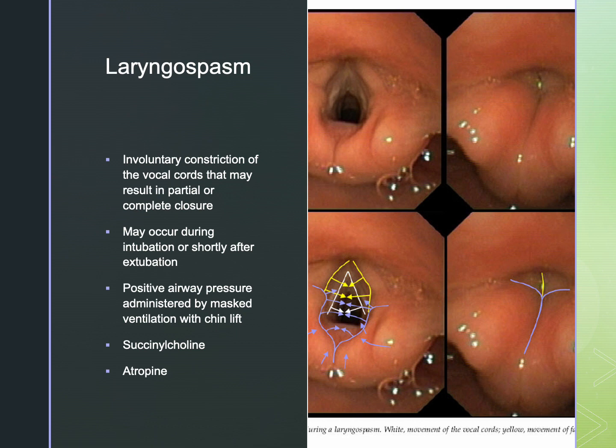If a laryngospasm is going to occur, it's most frequent during intubation and extubation. Patients are most at risk for laryngospasm if they are lightly anesthetized at the time of extubation, removing the ET tube. While it can occur in adults, laryngospasm is seen more frequently in children and infants.